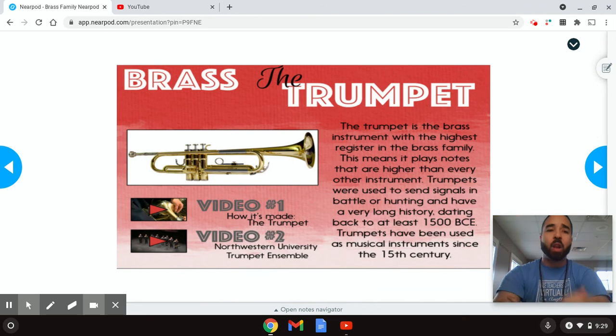And like I said, one of the most popular. So it's very important that we get this knowledge of what this instrument is and what it has done for music. Trumpets have been used as musical instruments since the 15th century. So back in the day, they were just used to kind of announce your presence and say, I'm here, we're charging, we're doing this, we're doing that. And now, since the 1400s, they're more so used in the instrument setting.